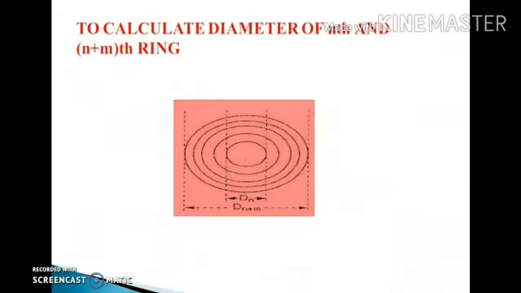Now, after knowing the pattern that we obtain in the reflected system, we will now calculate the wavelength of light used. So, in order to find out the wavelength, first of all, we will calculate the diameter of some nth and (n plus m)th ring. With the help of a travelling microscope, we can find out the values of Dn and Dn plus m. Then by using the formula of diameter of dark ring or by using the formula of diameter of bright ring, we can find out the value of wavelength of the monochromatic source of light.